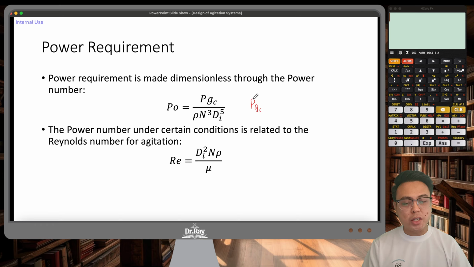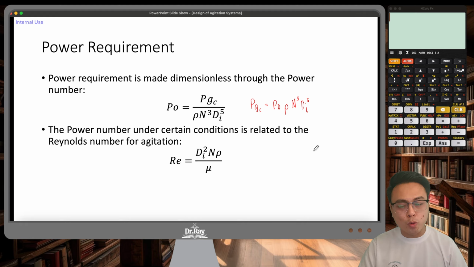I'm going to add Gc just for unit conversion. But remember that Gc here is dimensionless. So power is equal to the power number multiplied by the density of the fluid times impeller speed cubed times impeller diameter raised to the fifth. Now you can see here clearly what parameters influence the power consumed and how much they influence it.